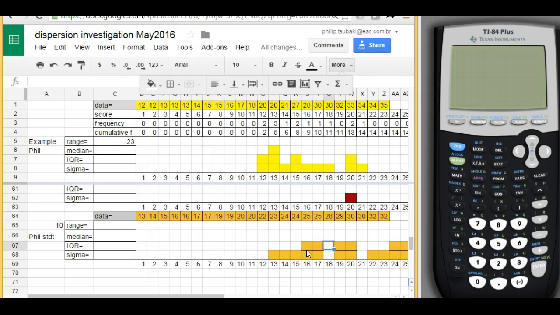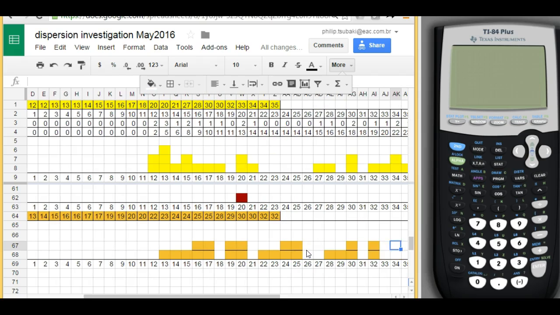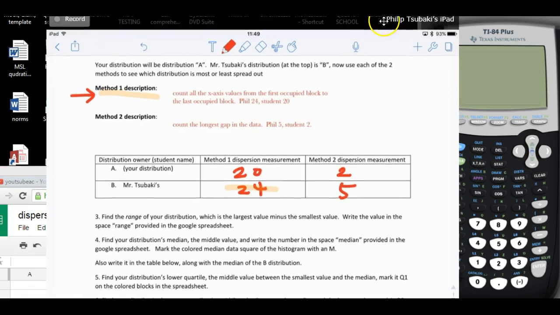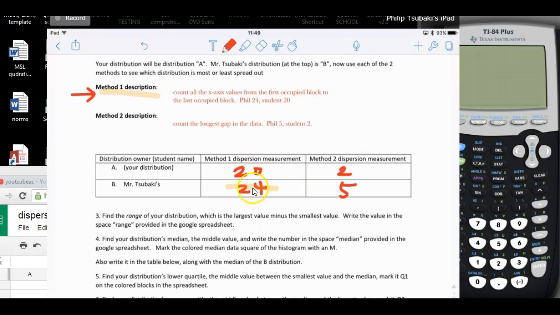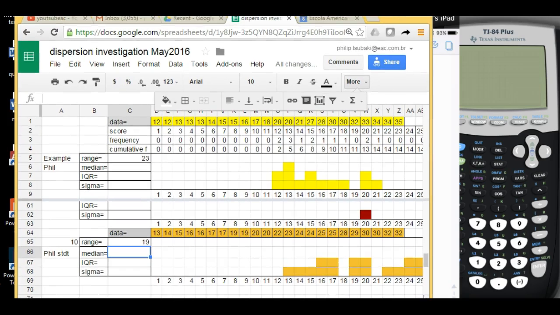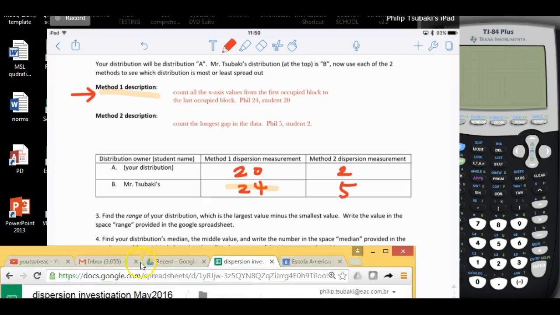So if we use range, the range of my distribution up here in yellow is 23, and for the orange distribution, the biggest value is 32. We subtract 13 from it, and that gives us 19. So the range of this one is 19. Here I'll show you the original worksheet. In method 1 we calculated 20 versus 24, but using range, it is 19 versus 23. Okay? So that's range.